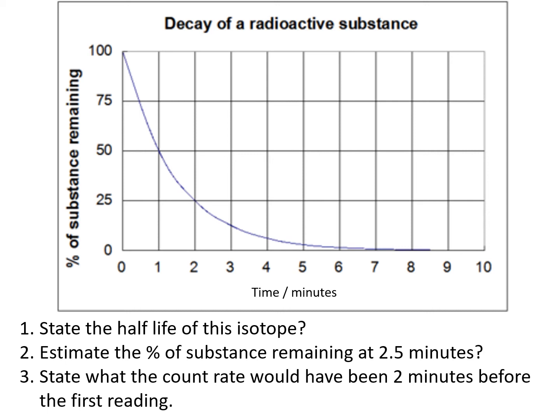Well, if it's 100% now and it's a minute half-life, that means 2 minutes is 2 half-lives. So 1 minute before the start it would have been 200%, and then a minute before that it would have been 400%, because we've doubled it twice to find out what it would have been in the past.